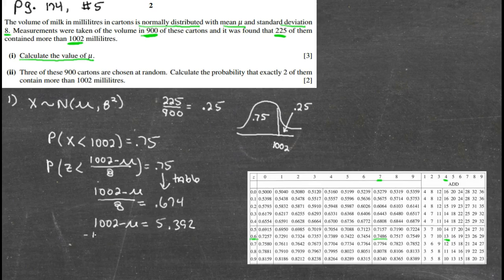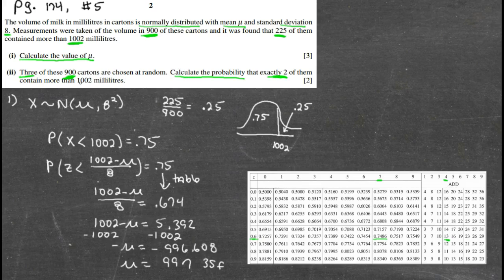Well, now all I've got to do is multiply, and I get 1,002 minus mu is equal to 5.392. Then all I've got to do is get the mu by itself, and I'll find out that my mean is going to be 996.6 and so on, and if I round it, it'll be 997. All right, that's that.